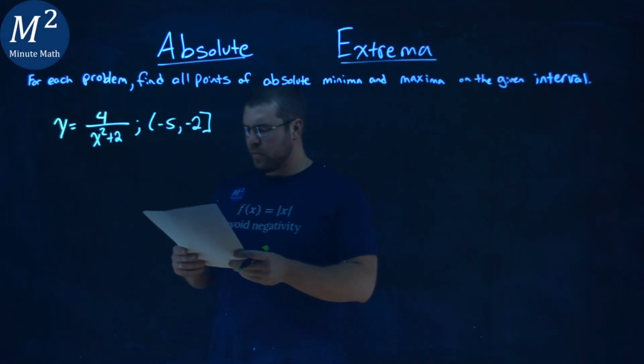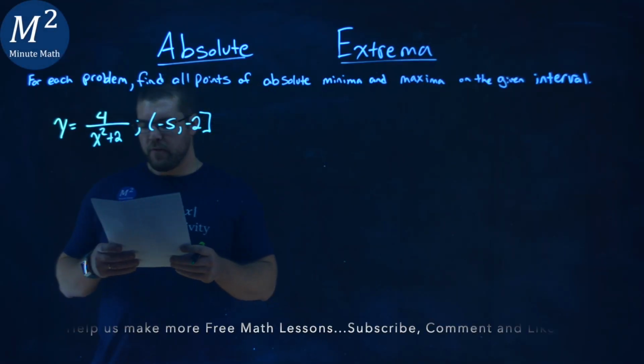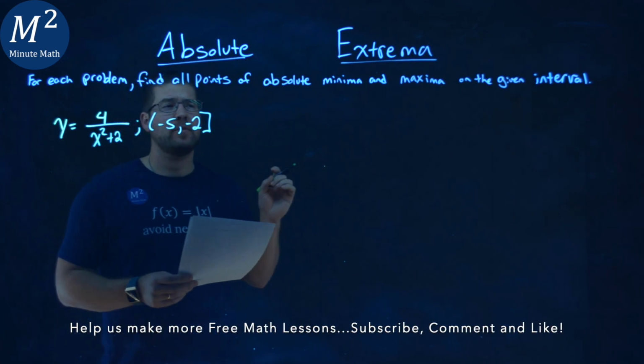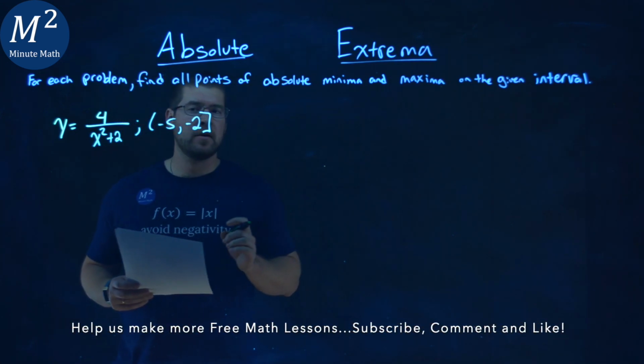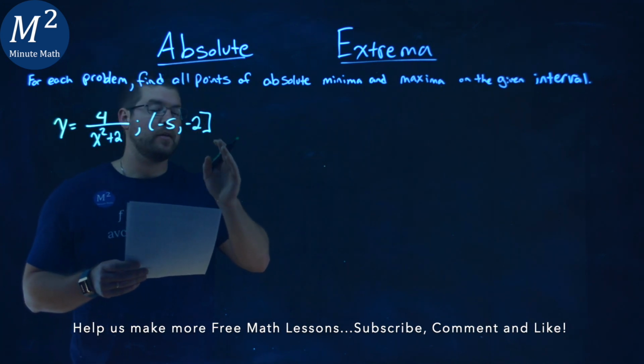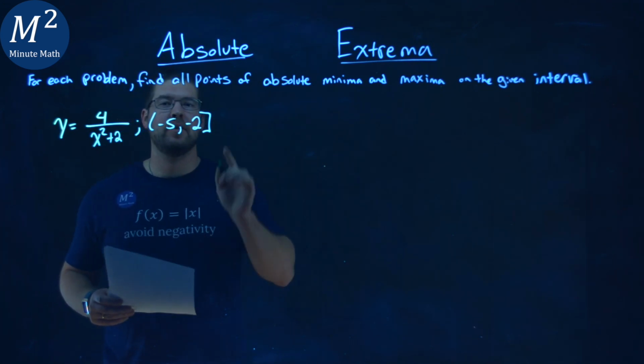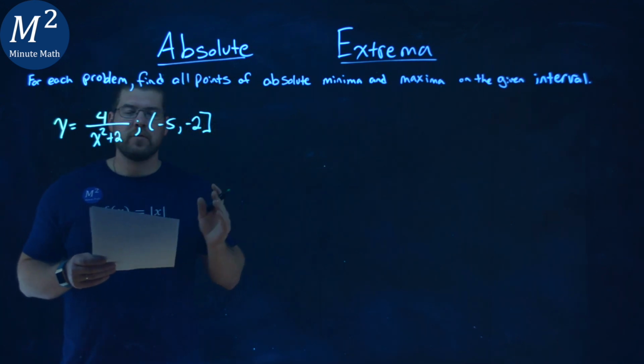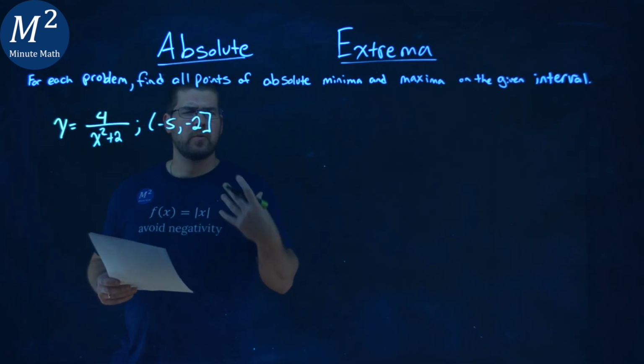We're given this problem right here, y equals 4 over x squared plus 2, and we want to find all points of absolute minima and maxima on our given interval from negative 5 to negative 2, but not including negative 5, but we are including a negative 2. First thing I want to do is find my derivative here to find our critical values.